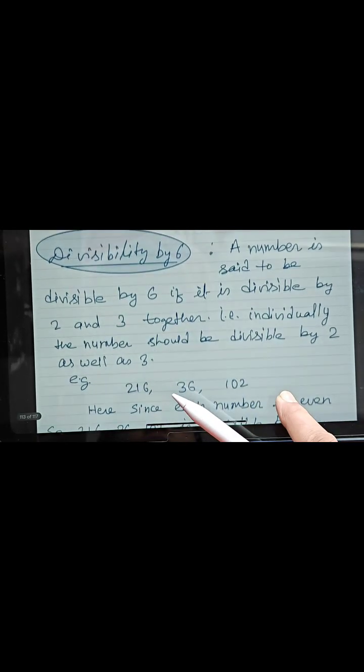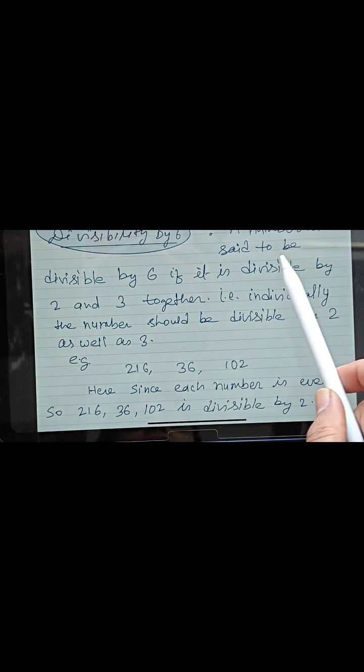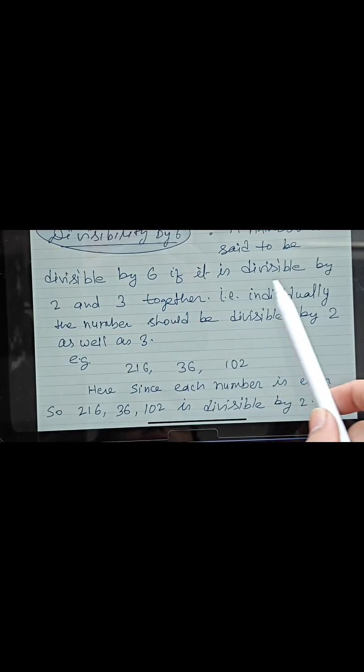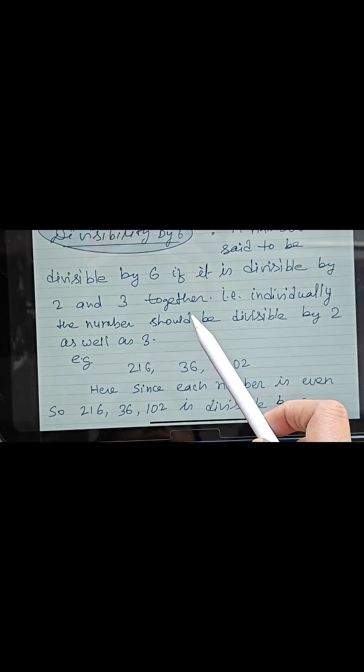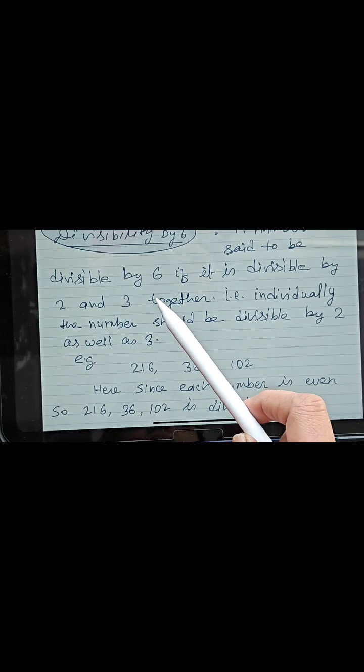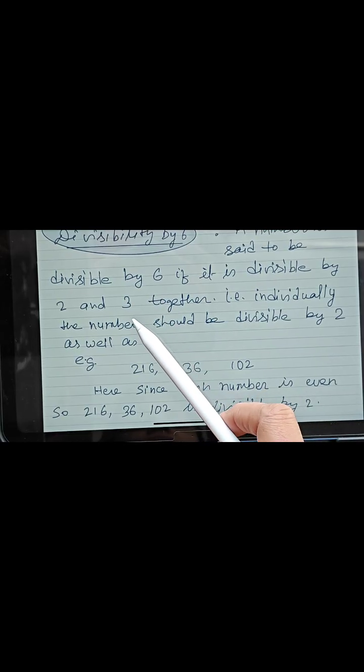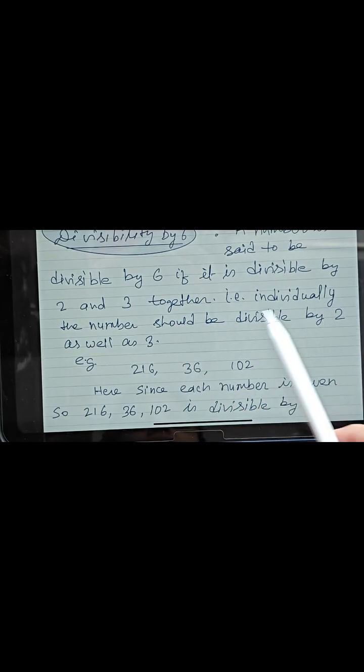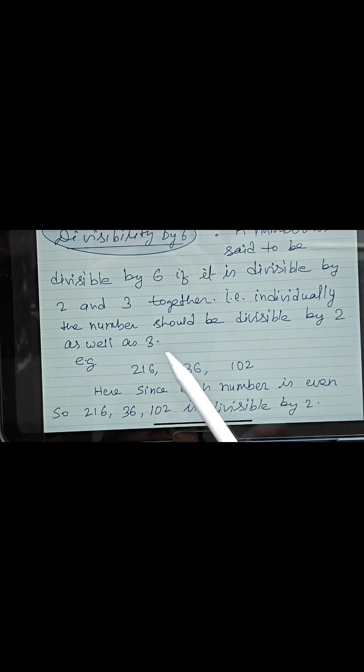Now divisibility by 6. A number is said to be divisible by 6 if it is divisible by 2 and 3 together. Okay, so you have to check whether the number is divisible by 2, and at the same time it should be divisible by 3 also. Okay, means the number should be divisible by 2 as well as 3.